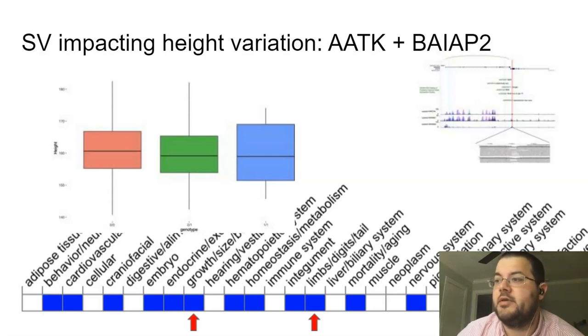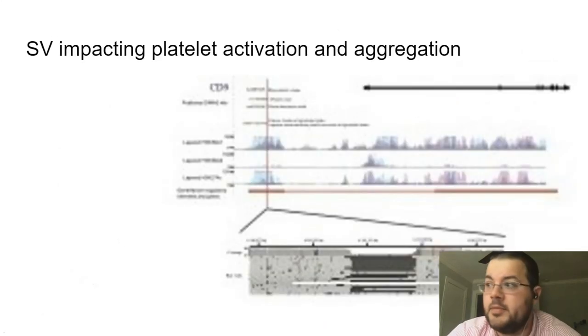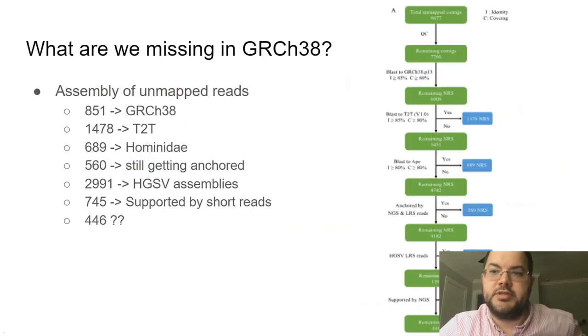The very last example that I want to highlight today in this regard is a 91 base pair deletion in CD9. It has an allele frequency of almost 40% in our data set, and had multiple implications for this gene as well. So this was an excursus about how these structural variants impact several important traits and potentially important genes across GRCh38.